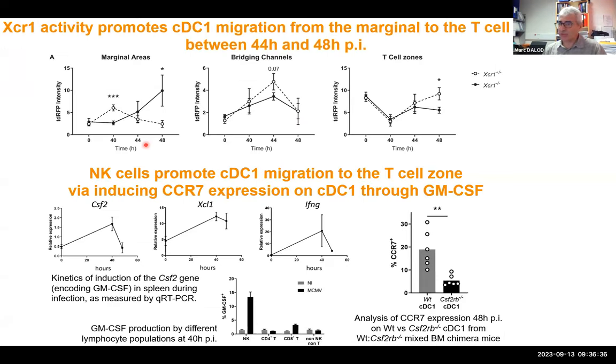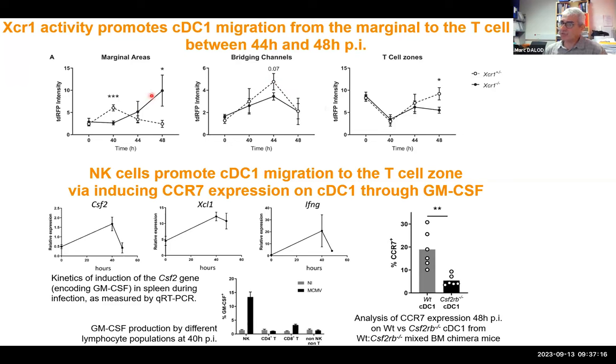So how does it happen over time? So they did kinetic studies doing careful quantitation of the location of cDC1 in XCR1 knockout mice, which are shown in full lines, and wild-type controls in dotted lines. So in wild-type controls, you can see that you have an increase of the frequency of cDC1 in the marginal zone initially, and probably they come either from the red pulp or directly from the blood circulation into the marginal zone. This cDC1 later on go in the bridging channel that are allowing the cells to go from the marginal zone to the T-cell zone, and later on they end up in the T-cell zone.